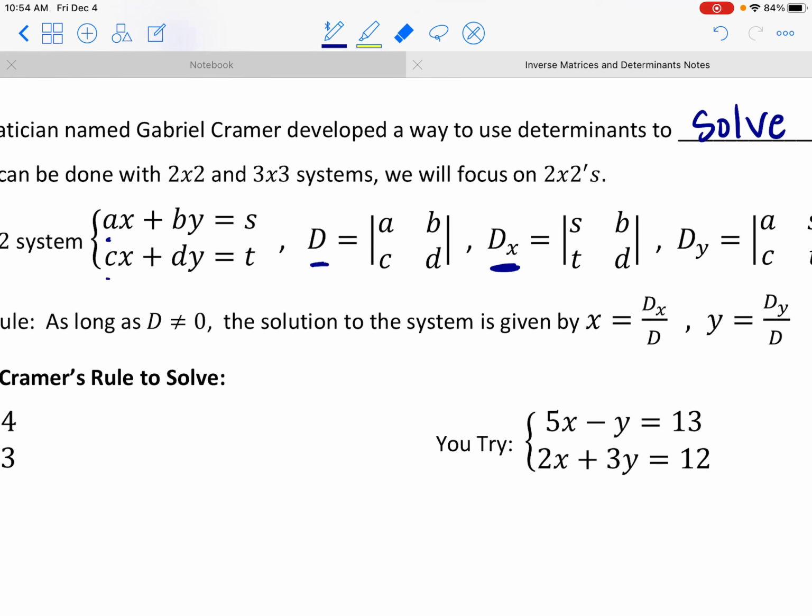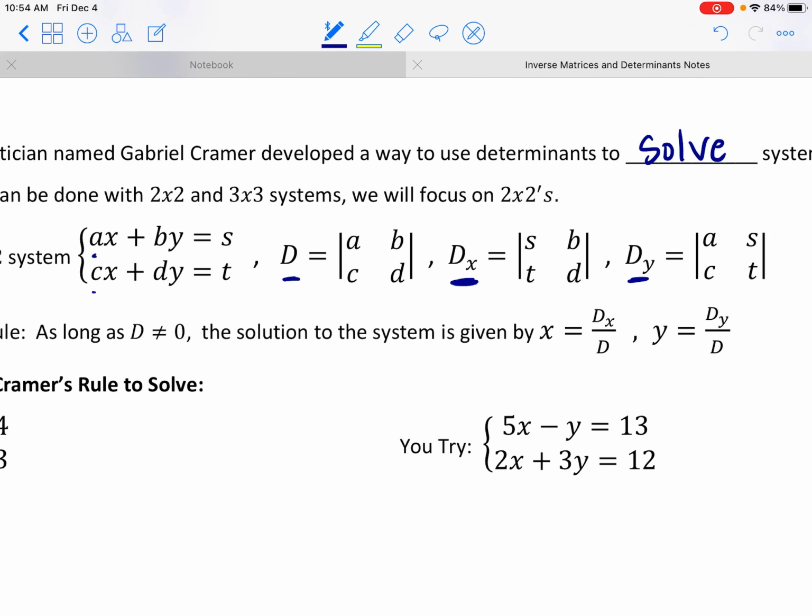And then we can also calculate a determinant of y, or d sub y. And for d sub y, what happens is the constants replace the coefficients of y. So we still use the coefficients of x, but the constants replace the coefficients of y. So for the determinant of x, we replace the coefficients of x, and for the determinant of y, we replace the coefficients of y, and we replace them with the constants from our matrix.